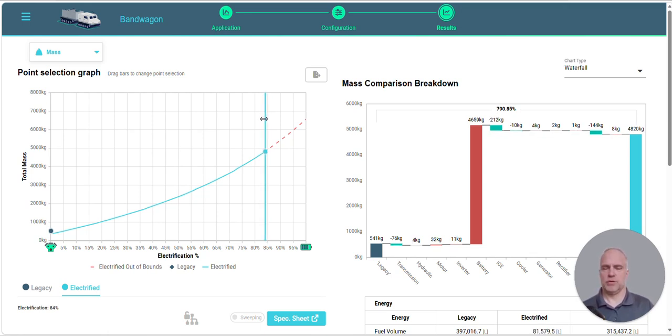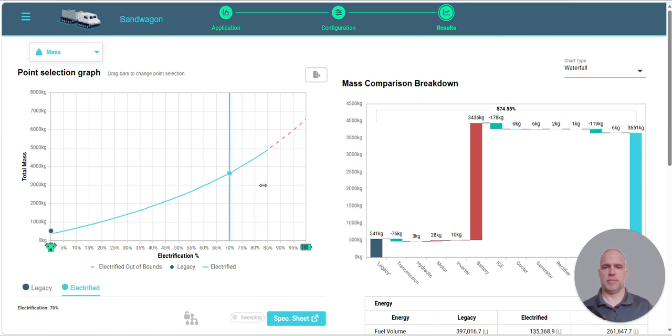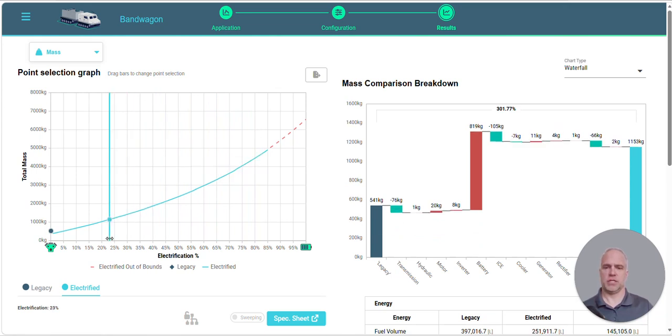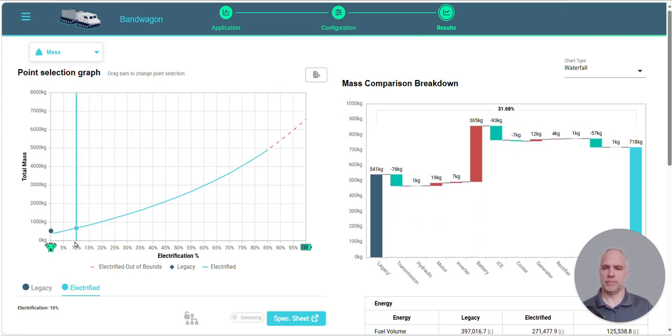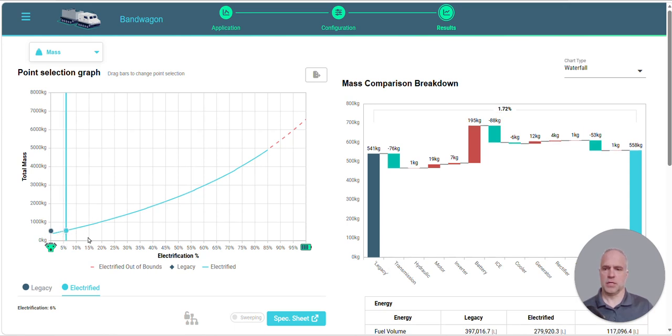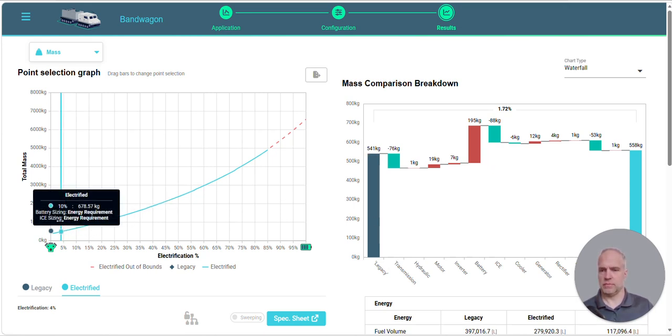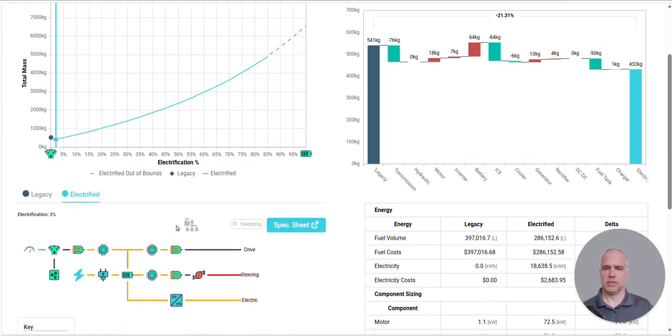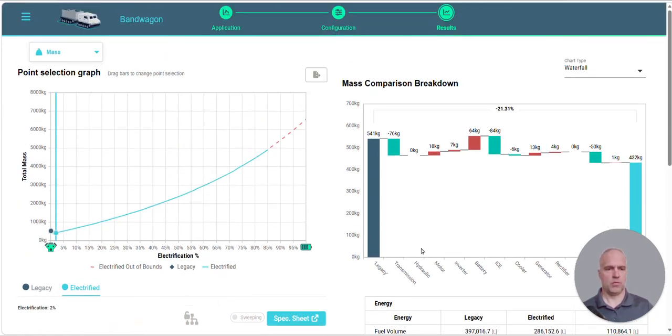But if you move down from battery only, these are different degrees of electrification. So this is a hybrid. With the hybrid versions, you can actually get to parity with the legacy powertrain, or even reduce. There's a 20% reduction in the mass of the powertrain by going to a hybrid. Where does that come from?